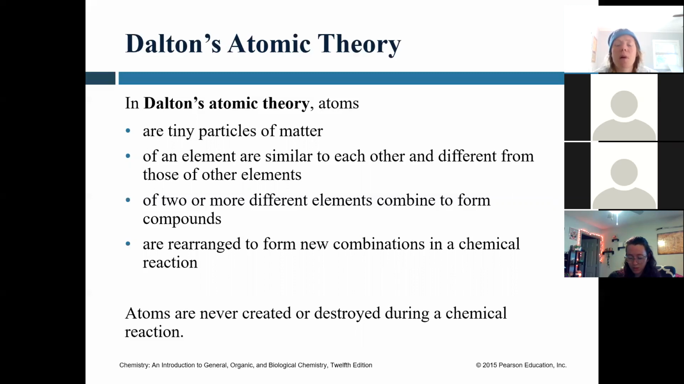And so he theorized that atoms are tiny particles of matter, right? And atoms of an element are similar to each other and different from those of other elements. So all the carbon atoms in the world are very similar to each other. They have very similar properties. A carbon and a phosphorus atom are not similar to each other. That's why they make up two different elements.